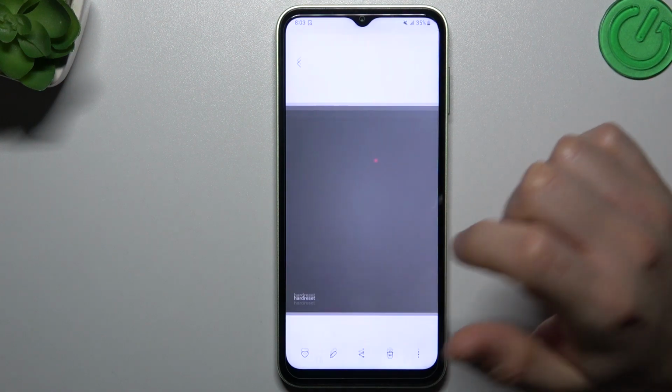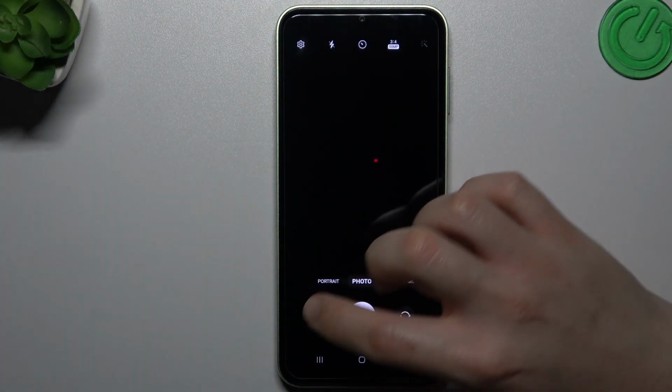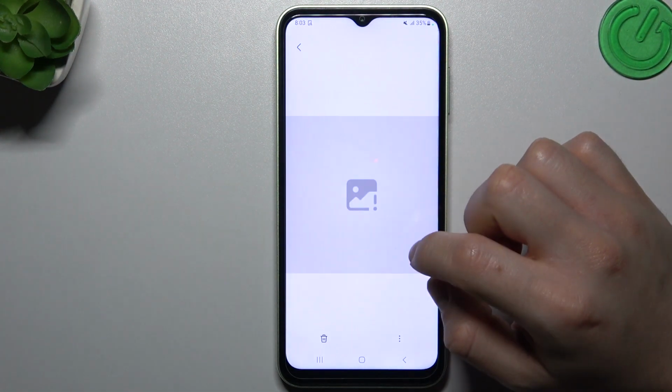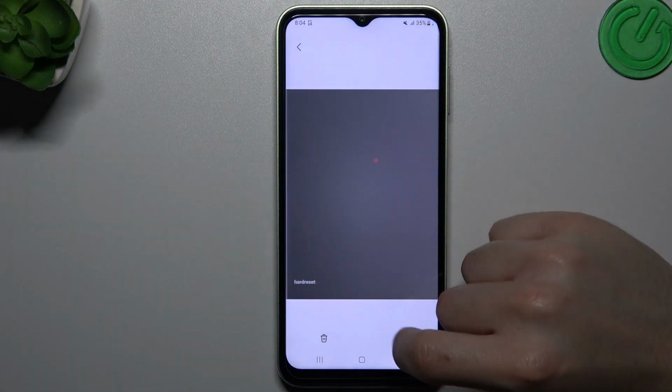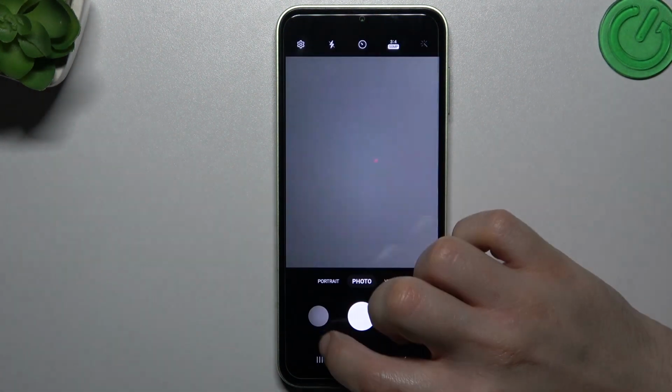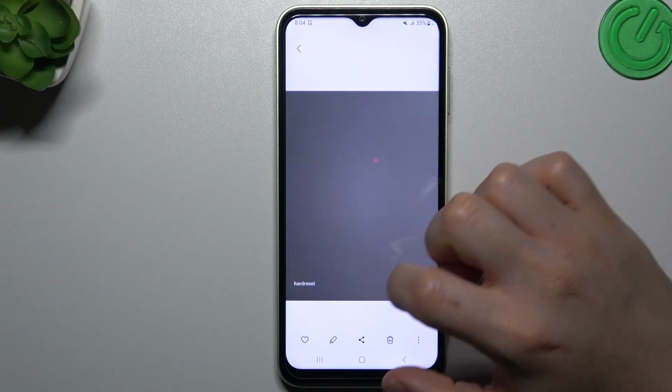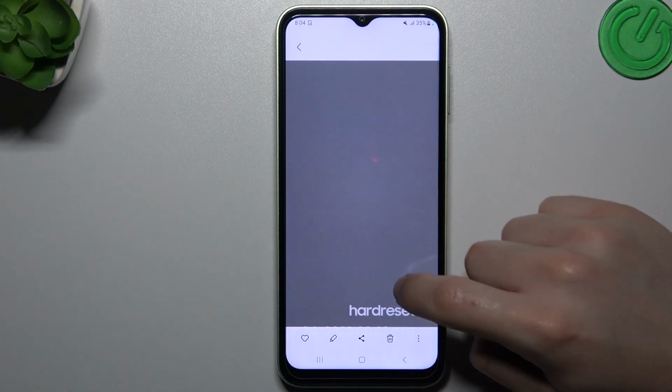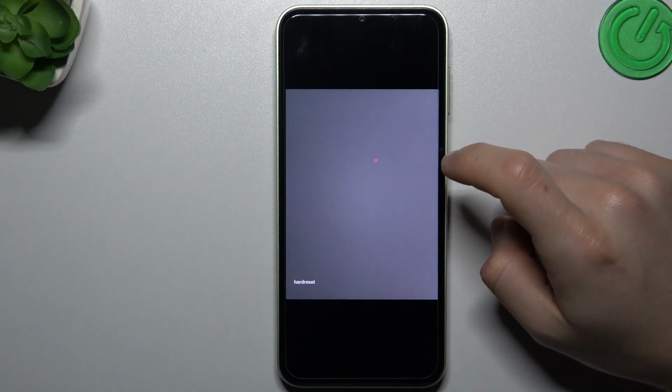and the customized watermark should appear in the right bottom corner. Sorry, this phone is extremely slow. Yeah, there we have a customized watermark, and this is the default one.